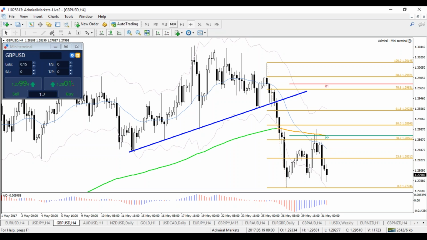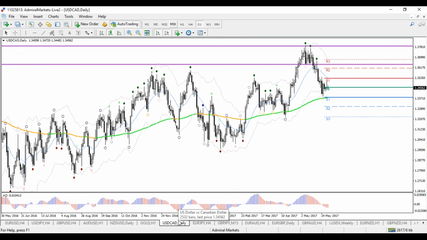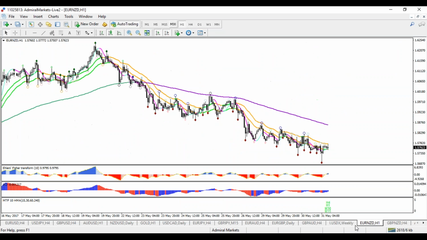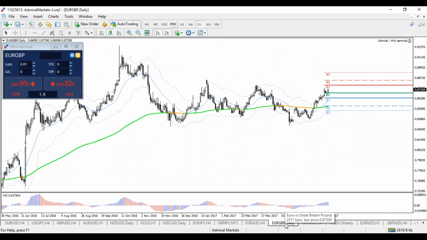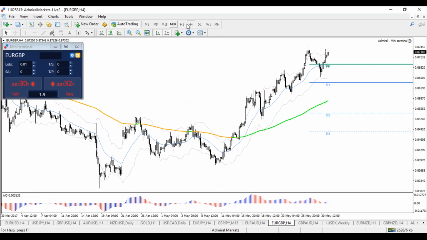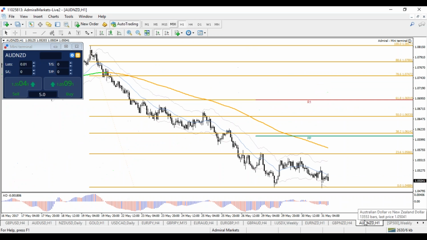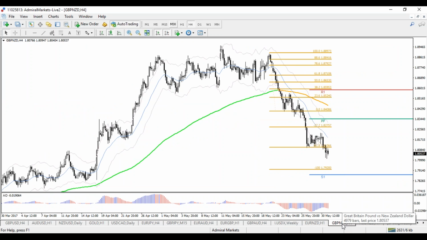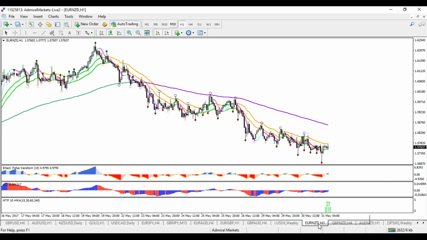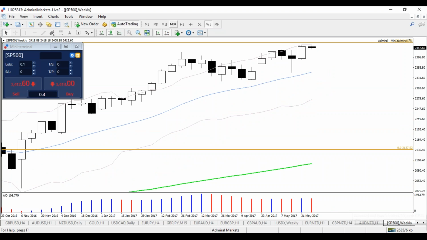No currency pairs mentioned so far. So we can take a quick look. I don't see any examples either. So that could be it then for today.